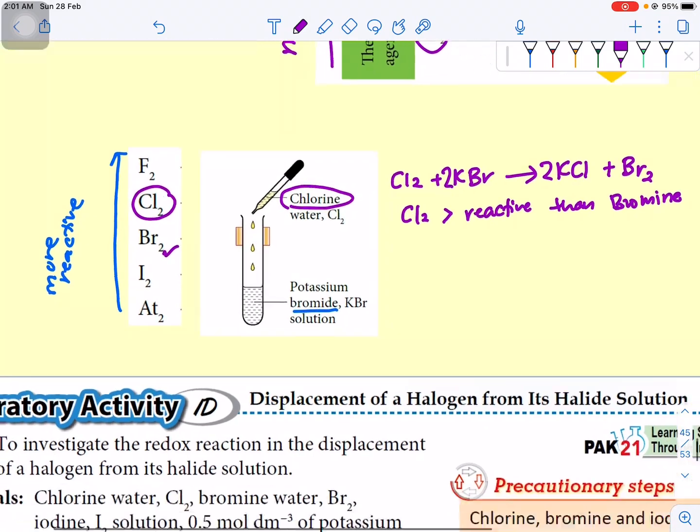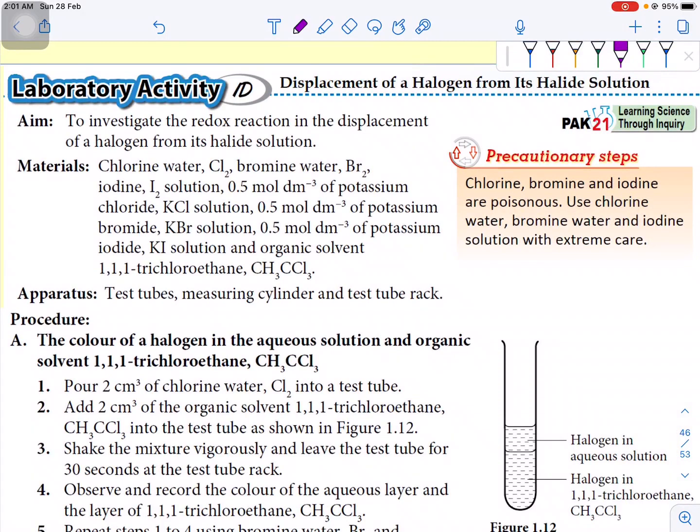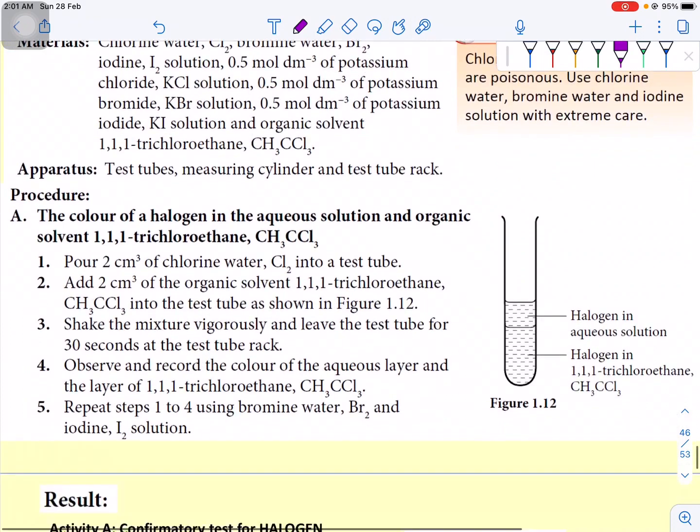Okay, to help you understand, this is the experiment to investigate the redox reaction in the displacement of halogen. Because the colours of the halogens are more or less similar, what we will do is prove or identify the halogen using a confirmatory test. What is the confirmatory test? We will add an organic solvent, which is 1,1,1-trichloroethane, CH3CCl3.